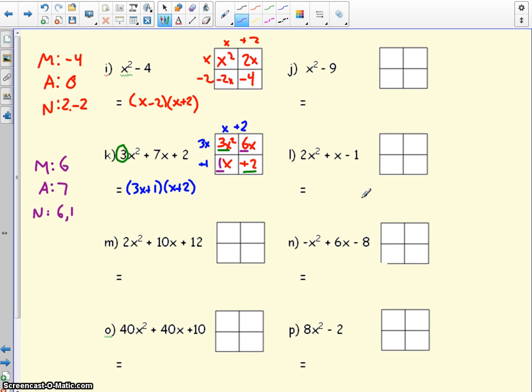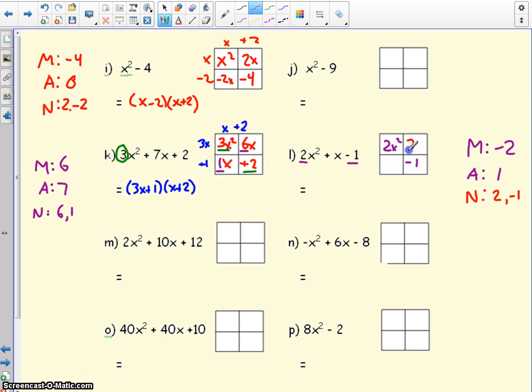Let's try it for L. So if we have L, I'm going to put my 2x squared and my minus 1. Okay, and I know this one you've already done, but let's look at it again, trying to just use arrays without using algebra tiles. So we'll be looking for two numbers that multiply to, again, a times c. So 2 times negative 1, which is negative 2. The numbers need to also add to my x term, which has a coefficient of 1. So two numbers that multiply to negative 2 and add to 1. So these two numbers are going to be positive 2 and negative 1.